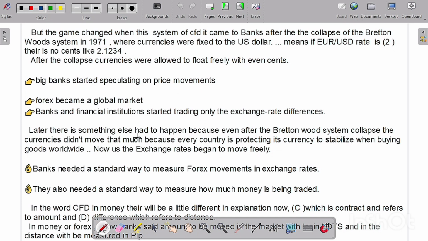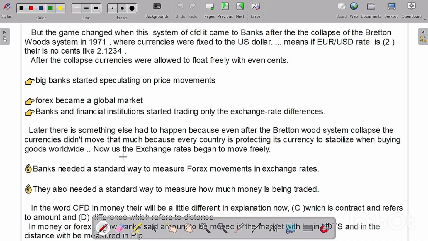And later something else had to happen, because even after the Bretton Woods system collapsed, the currencies didn't move that much, because every country protects its currency to stabilize it when buying goods worldwide. Even with the market moving freely, those currencies were not moving so fast, because every country is protecting its currency when it comes to buying. If you have an inflated currency, you'll have to pay more when you are buying outside your country. We'll go deeper and learn a lot of things.